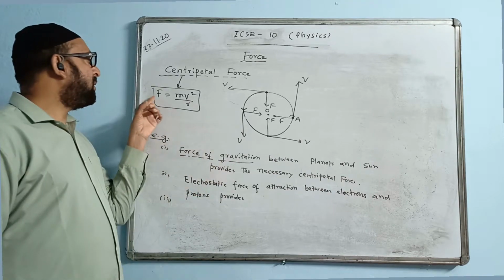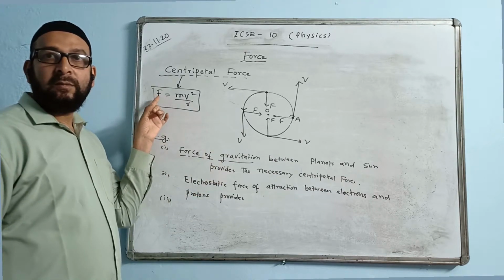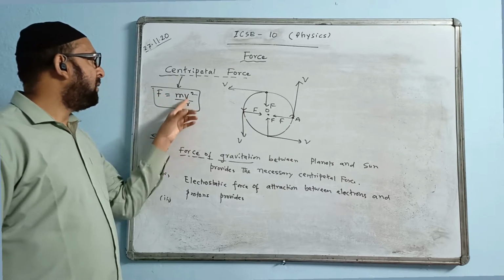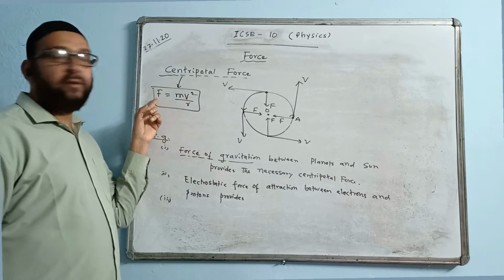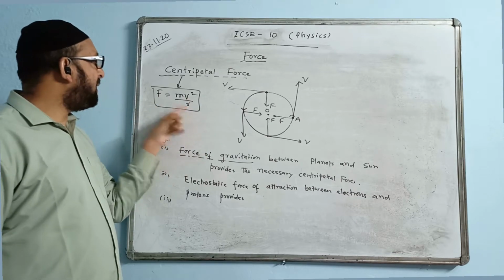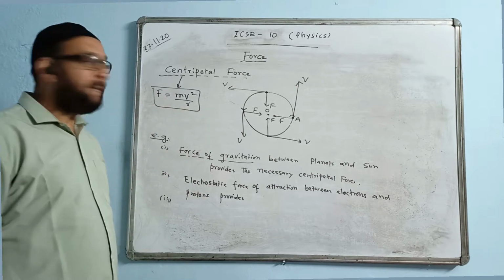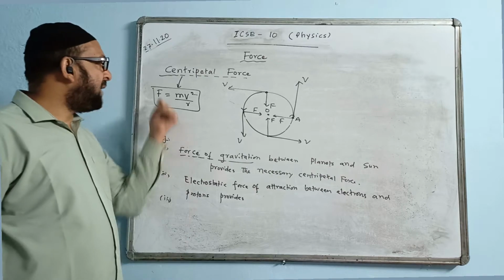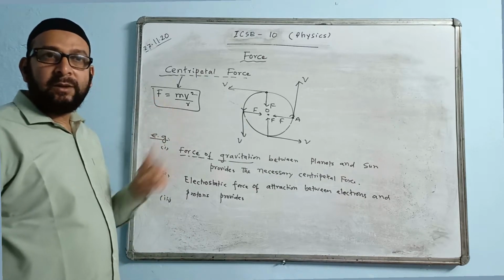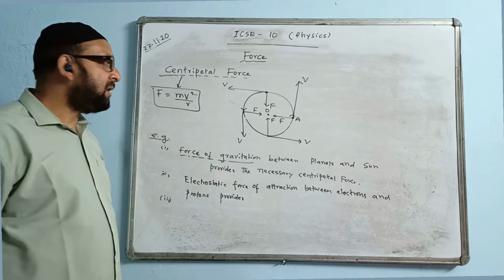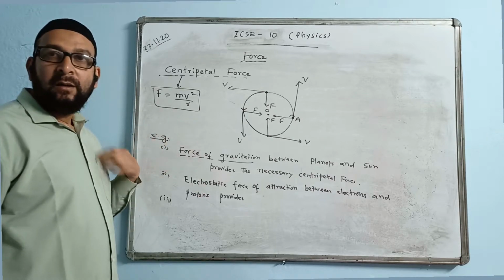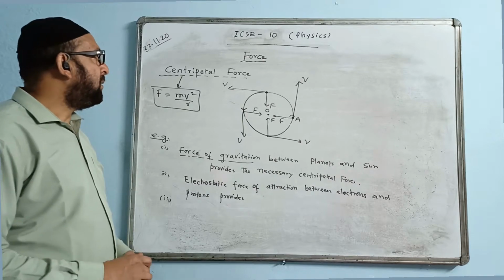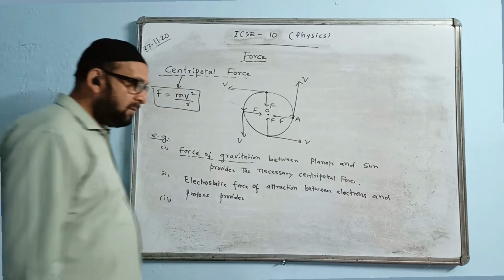The more the mass, the more the centripetal force required, or the value of centripetal force will be large. The more the velocity, the more the force. The less the radius, the more the force. So it depends on these three factors. Don't take this formula so seriously, because it is not in the class 10 syllabus, but I am just giving you the formula for the centripetal force. Okay. The topic centripetal force is covered.